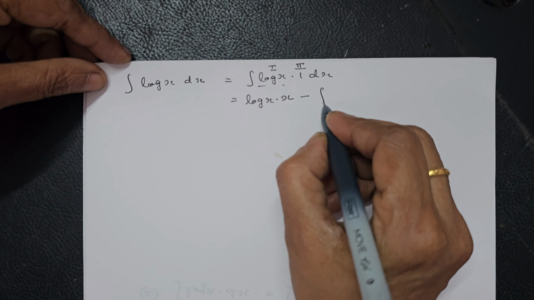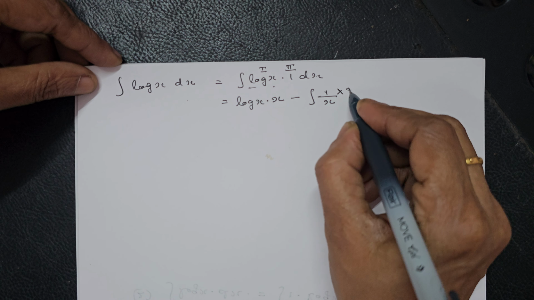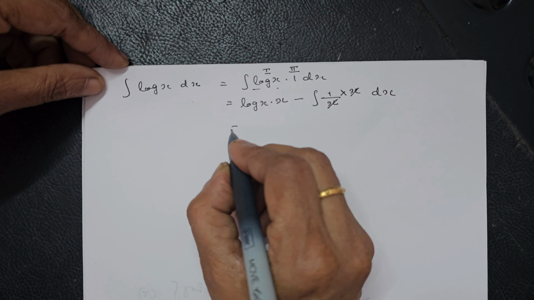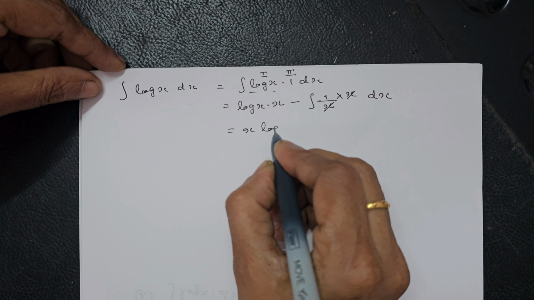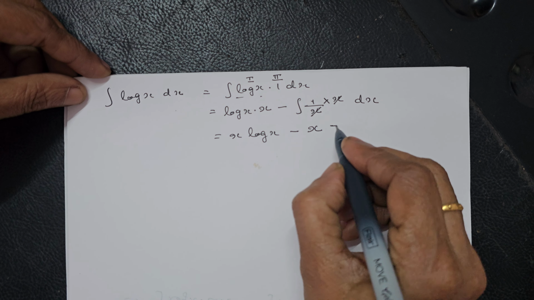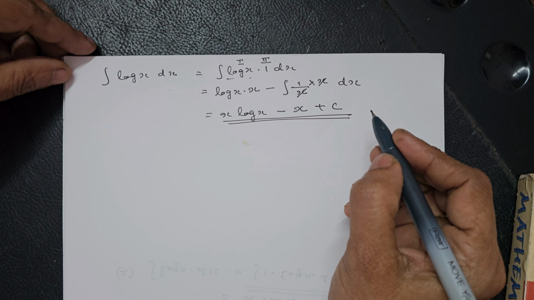minus integral of derivative of the first into integral of the second. So x and x cancel. We are getting x log x minus integral 1 again, so minus x plus c. In a similar way you can do sin inverse x, tan inverse x, etc.